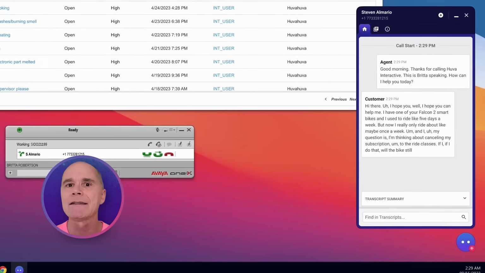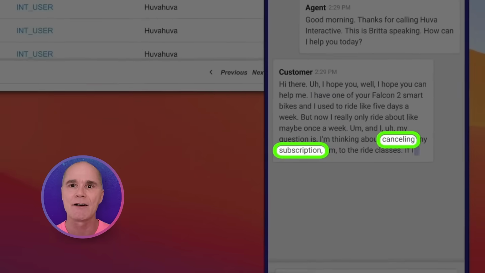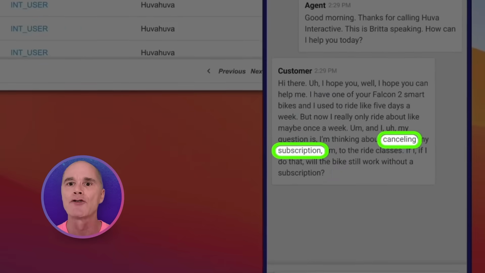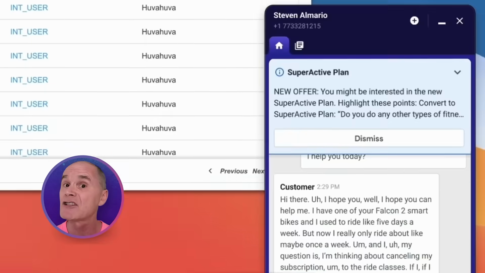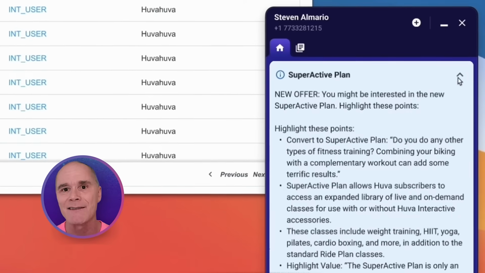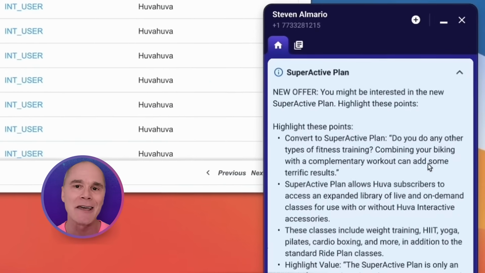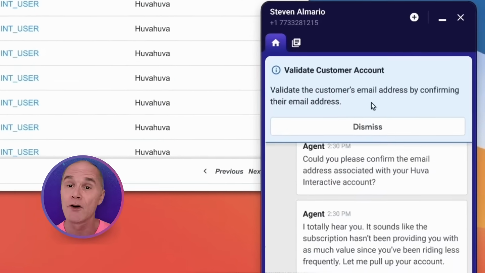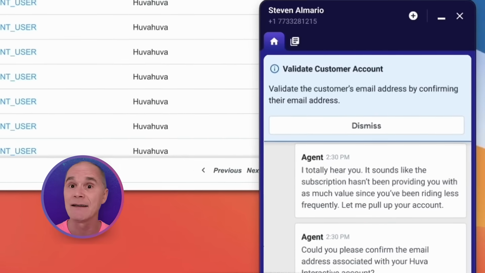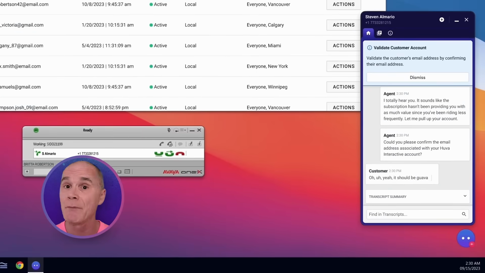Let's say a customer wants to cancel a subscription. So Sid hears cancel and subscription and goes right to work, reminding the agent to mention the new super active plan in this instance and gives them additional talking points as well. The agent still has full control. They can acknowledge it, they can dismiss it, or they can even expand or minimize the window.